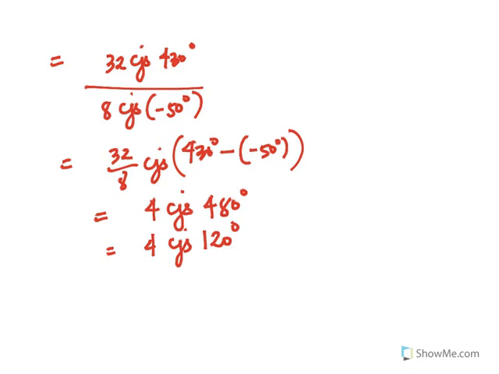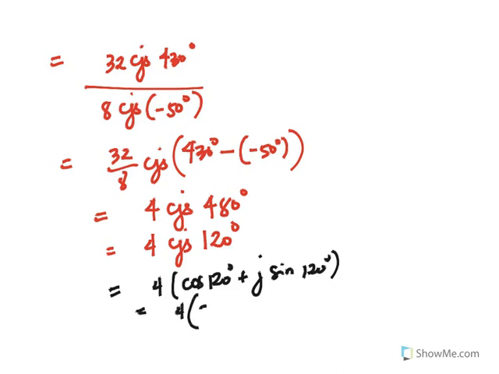Now, since ang gusto natin ay naka-rectangular form, you write this as 4 cosine 120 plus j sine 120. But what is cosine 120? Cosine 120 is negative 1/2 from the table. And then sine 120 is square root of 3 over 2. So j square root of 3 over 2. Distribute the 4. You will have negative 2 plus j 2 square root of 3.